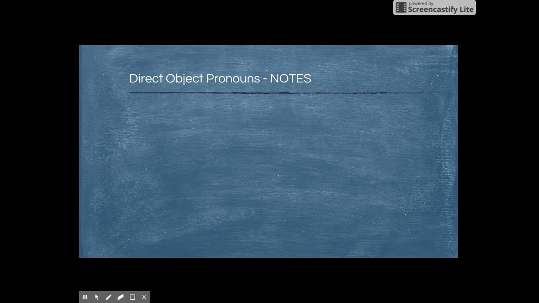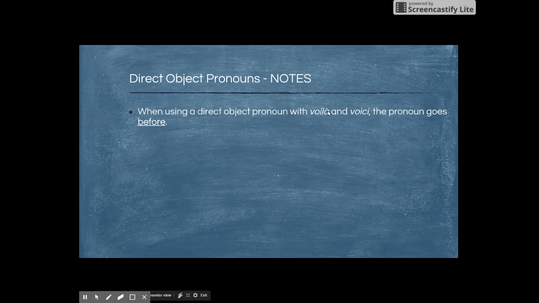On continue. There's a couple more notes that we need to talk about. When we're using a direct object pronoun with voilà and voici, so there is or here is, the pronoun goes before voilà and voici. Yeah? Voilà les livres. Here are the books. Les voilà. Here they are. Voici mon cahier. Here is my workbook. Le voici. Here it is. Right? So again, we still have this rule that it goes before our word.